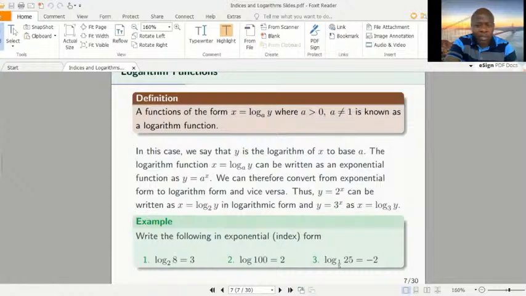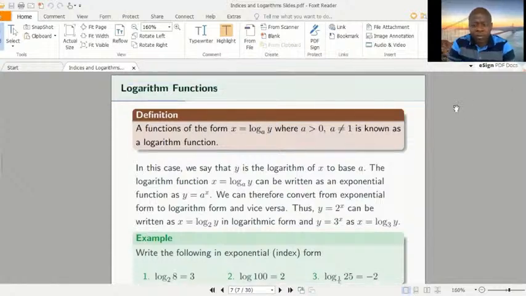The next concept, as I said, is the concept of logarithms. We've already looked at indices, and under indices, the most important thing you need to know is how to multiply and how to divide and so on. Those laws of indices, you need to know them. Now, logarithms. I begin by defining what a logarithm is. And it's a function of this form.